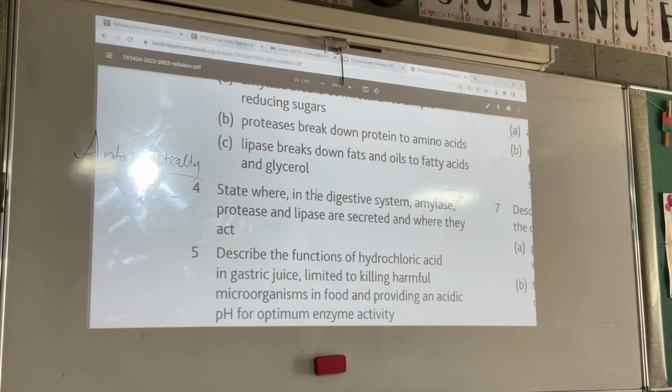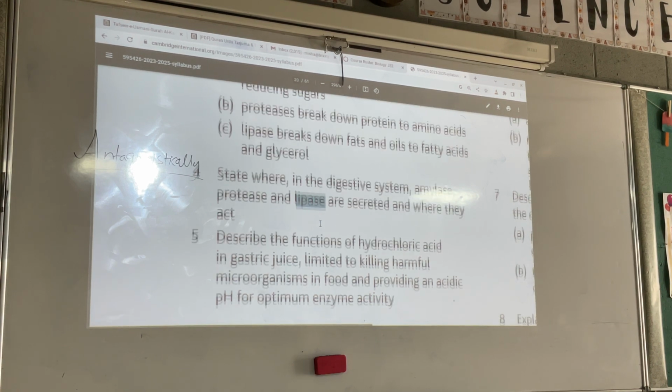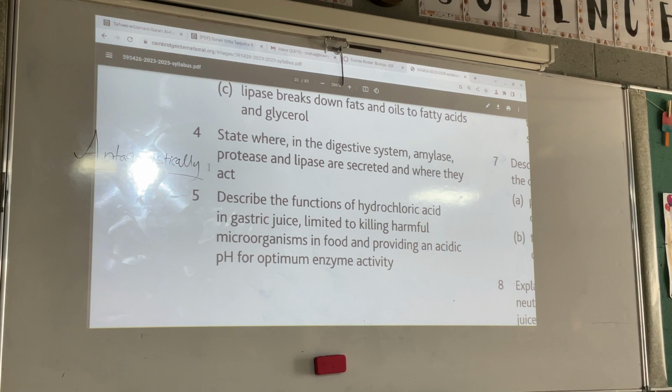Okay, this one: state where in the digestive system amylase, protease and lipase are secreted. Amylase is where? In the mouth, right? Secreted. Protease? Stomach and small intestine or pancreatic juice. Lipase? Only pancreatic juice or small intestine, right? So actually if they ask you where they are secreted, protease and lipase are secreted in the pancreatic juice. And where they act? Protease acts in either the stomach as well as in the small intestine. But lipase only in the small intestine, right?